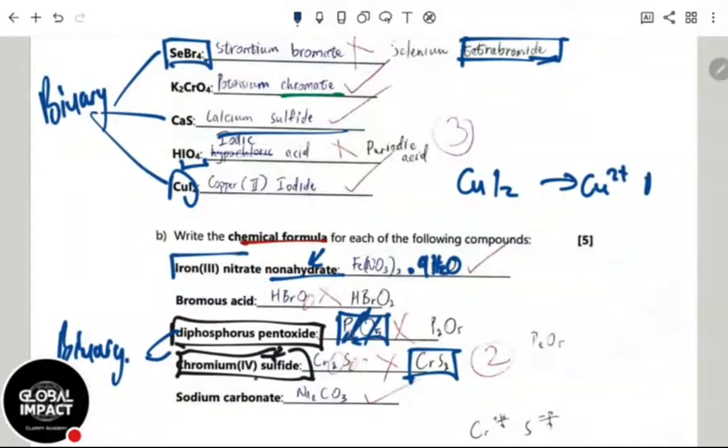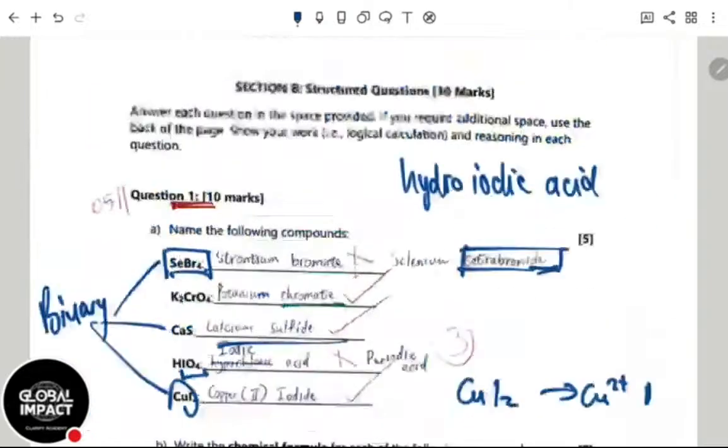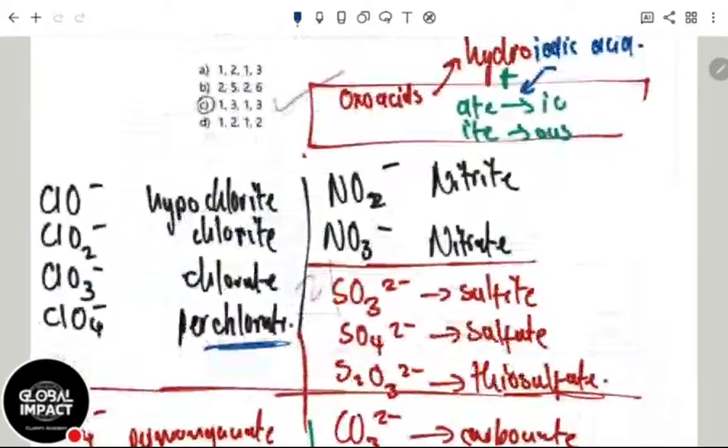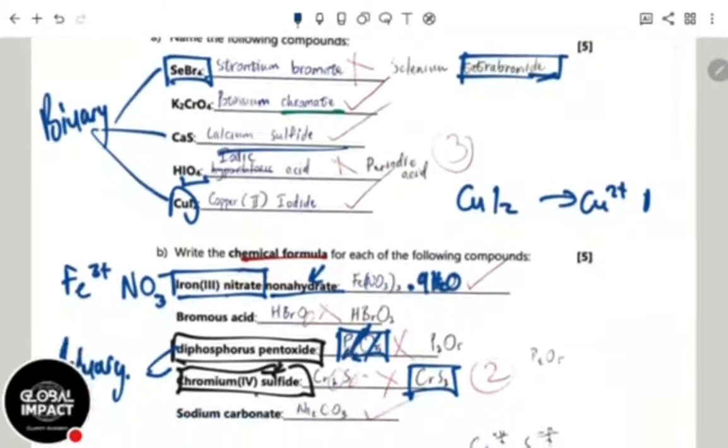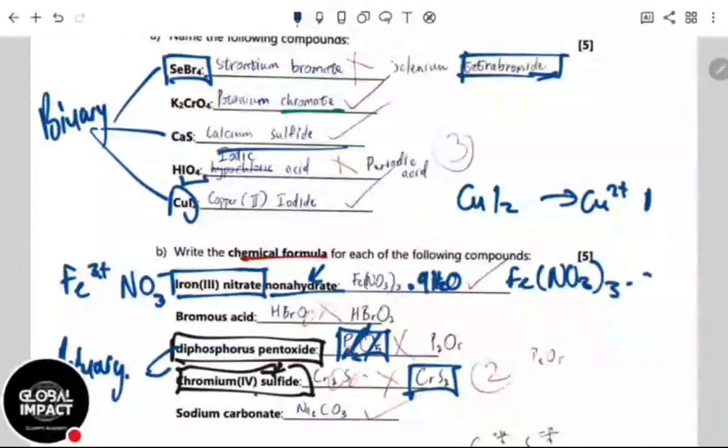For iron 3 nitrate, this is binary. We talked about it. How do I put binary? I need to put the formula. So I'll say iron 3. It's Fe 3 plus. Nitrate is going to be what? Nitrate, you come to this list, guys. Nitrate is NO3 minus. Now we swap the things, okay? The 3 comes down here. Then the minus, which is a 1, will come here. So we'll end up having what? Fe, then NO3 will be 3 of them because this 3 came down there. So this is what you have as your iron 3 nitrate. Then 9 H2O. 9 waters.